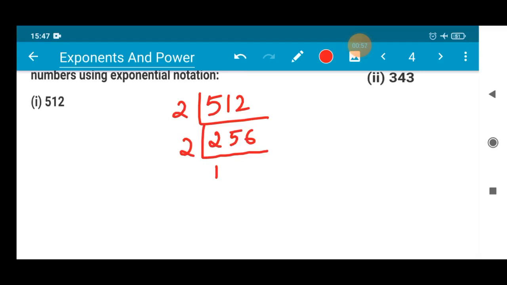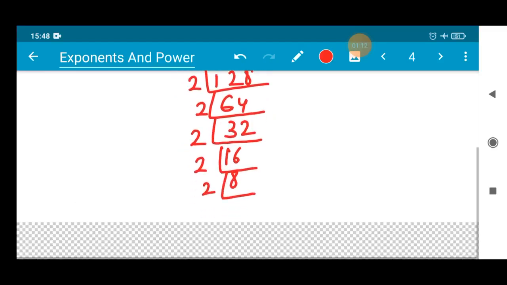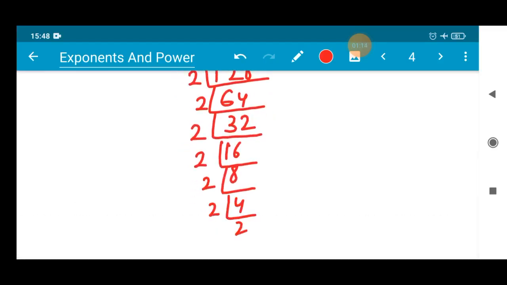Okay, so 2 1s are 2, 2 2s are 4, 2 4s are 8, 2 8s are 16, 2 16s are 32, 2 32s are 64, 2 64s are 128, 2 128s are 256, 2 256s are 512. Dividing 512 by 2 repeatedly, we go 256, 128, 64, 32, 16, 8, 4, 2, 1.